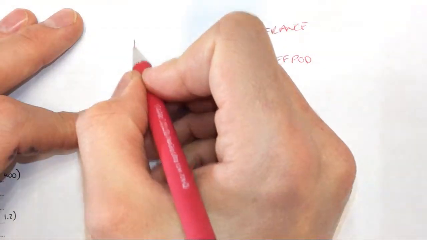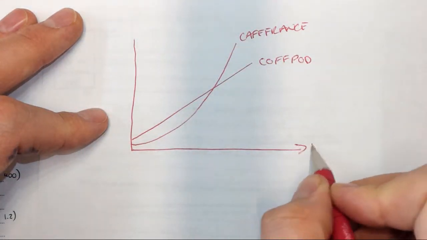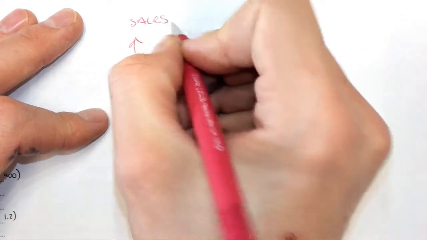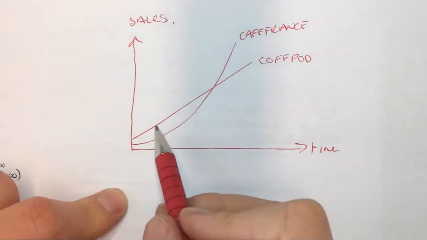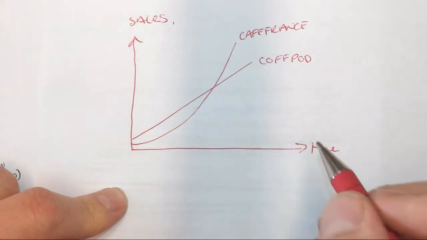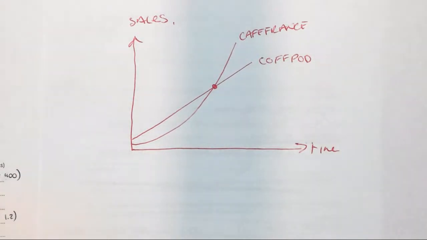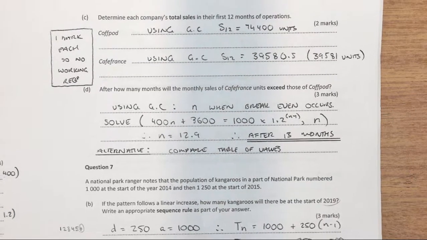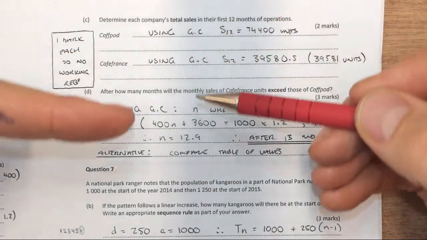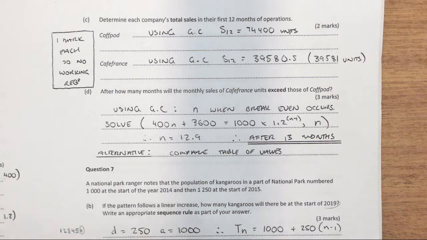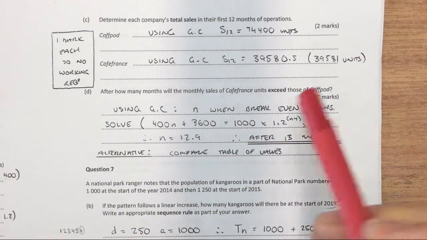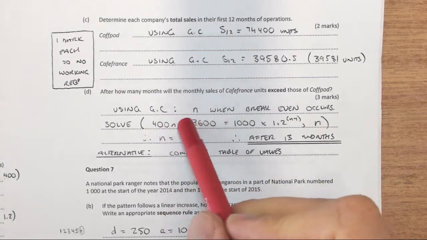Now, this is kind of like a graph, I suppose, where this is time and this is sales. So initially, Cough Pod is higher than Cafe France, but at this point here, that is when Cafe France goes ahead. So there's two ways of looking at this. One way is to plot both sets of tables and then compare when one exceeds the other. That is fine. The alternative is to make the equations equal.